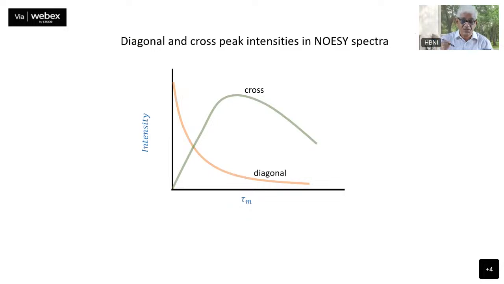Whatever the mechanism is, you will have the diagonal peak coming down with time, and the cross peak will go up and then decay with time. In the case of cross relaxation, this will be dependent on the distance. And in the case of exchange, it will depend upon the exchange rate. If the exchange rate is zero, then of course there will be no peak, and as the exchange rate increases, the cross peak intensity grows. Then of course, because of the decay of the magnetization, it will also decay.